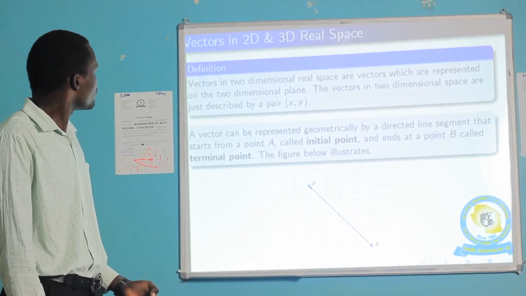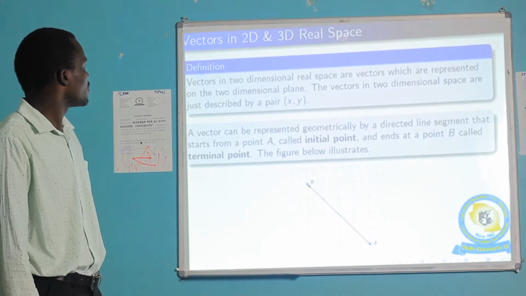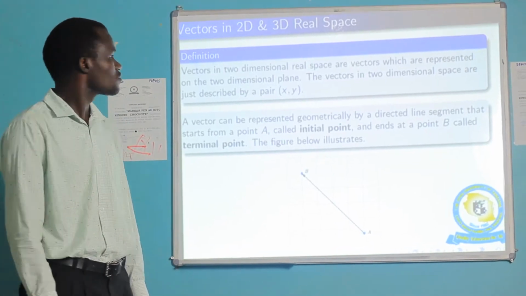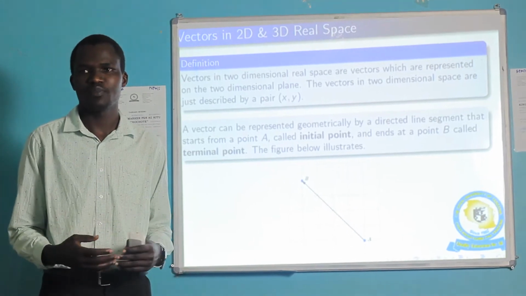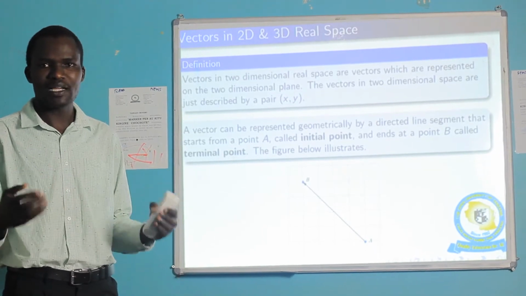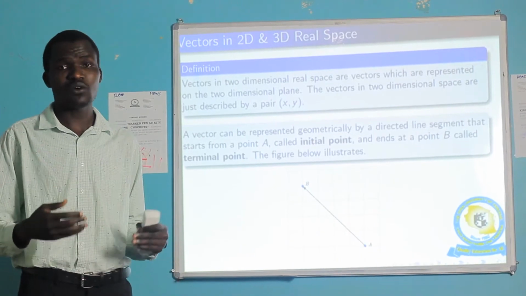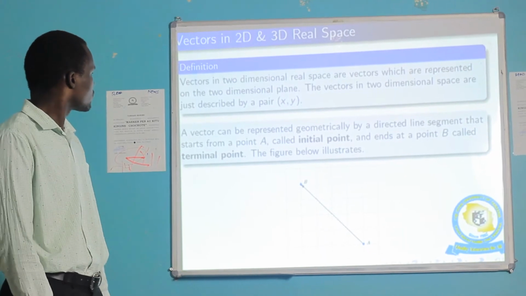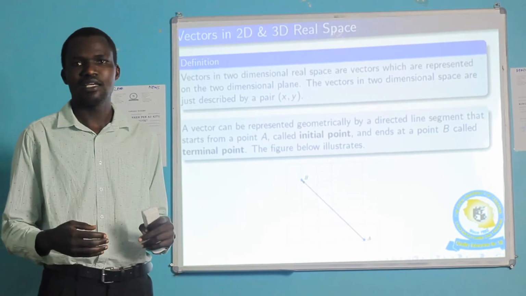Okay, next part. In the next part, you are going to see the demonstration of vectors in 2 and 3 dimensions. Okay, dear students, let's know what a vector is. A vector is any quantity that has magnitude and direction. So, we are going to see this kind of quantities in 2 and 3 dimensions. Okay, let's first see a vector in 2 dimensions.